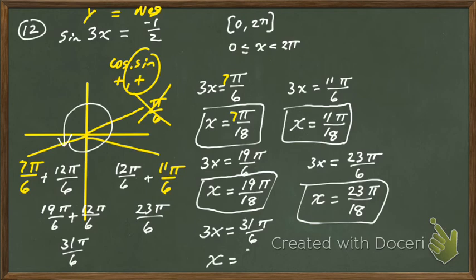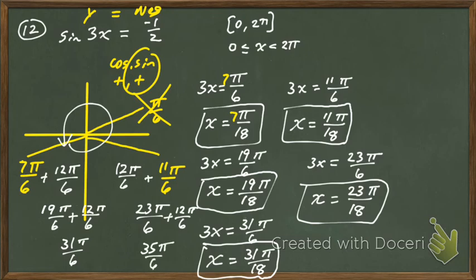Multiplying by 1/3 makes it 31 pi over 18. Am I at 2 pi yet? 36 over 18 is 2 pi, isn't it? What if you added 12/6 to this one, to 23/6? 35/6. So you make 3x equal 35 pi over 6. Multiply by 1/3 to solve for x. Makes it 35 pi over 18. And I'm going to stop right there.